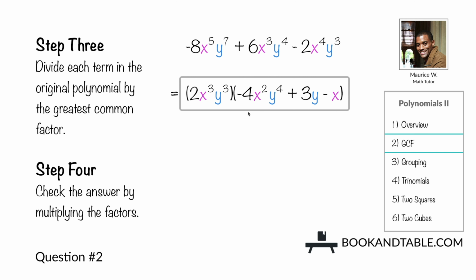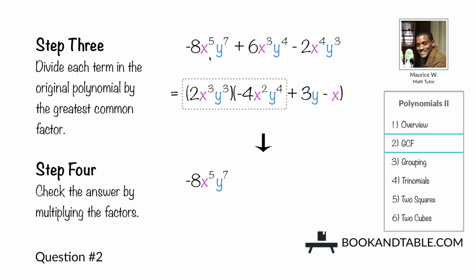And now to check the answer, you want to multiply the factors. And when we do so, our final polynomial should match our original polynomial. So we get 2 times -4, which is -8. X cubed times x squared is x to the 3 plus 2, which is 5. Y to the 3rd times y to the 4th is equal to y to the 3 plus 4, which would be y to the 7th.